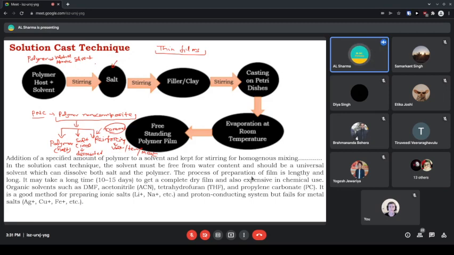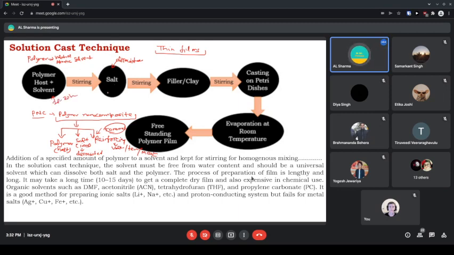Once the ionic salt is added to this polymer solution, what happens? These ions also get dissociated. After dissociation, cations and anions interact with this polymer based on your requirements, and reactions take place. Then you add the filler there. It takes around 25 to 30 hours.